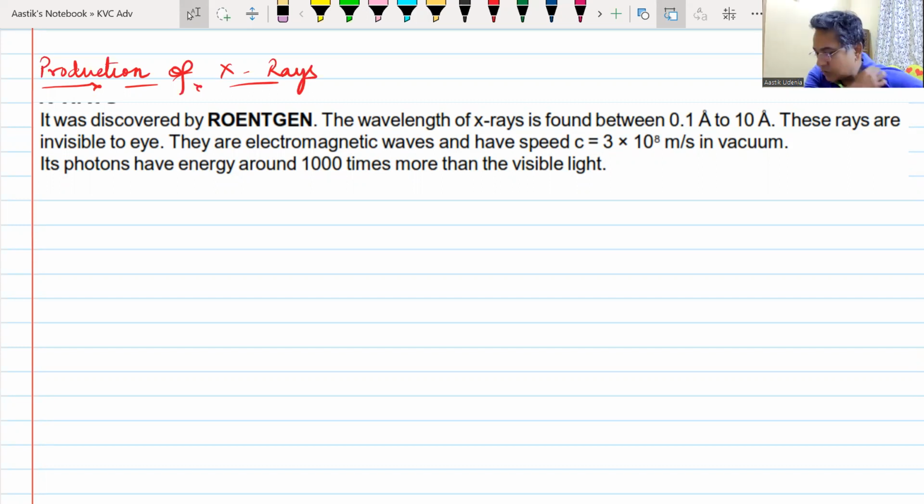Now, how did he produce X-rays? To produce X-rays, we need three important things. What are these three important things that are needed to produce X-rays? Obviously, you have no idea. Since you have no idea who discovered X-rays, you might not have any idea of what is required to produce X-rays. What is required to produce X-rays is, let me put it in a different way.